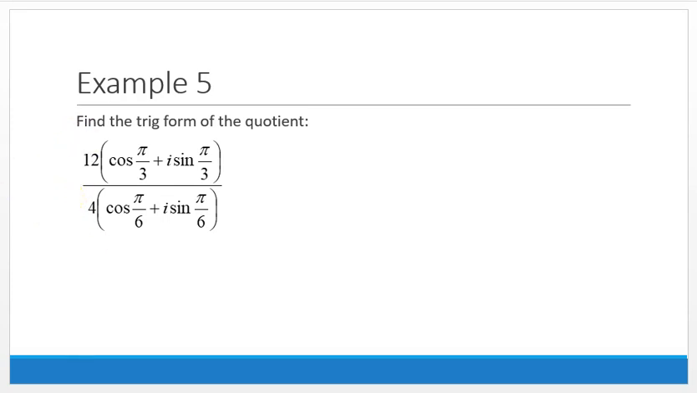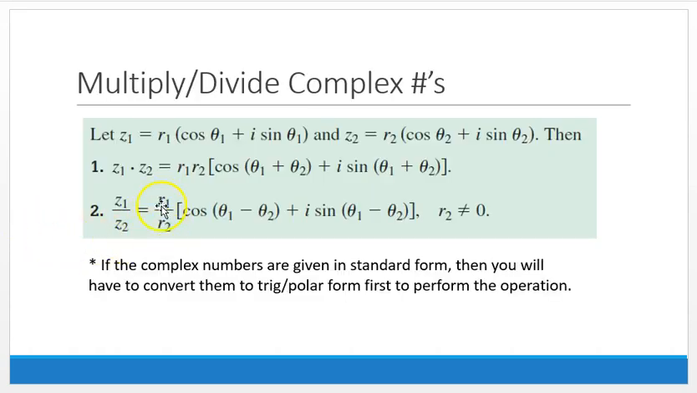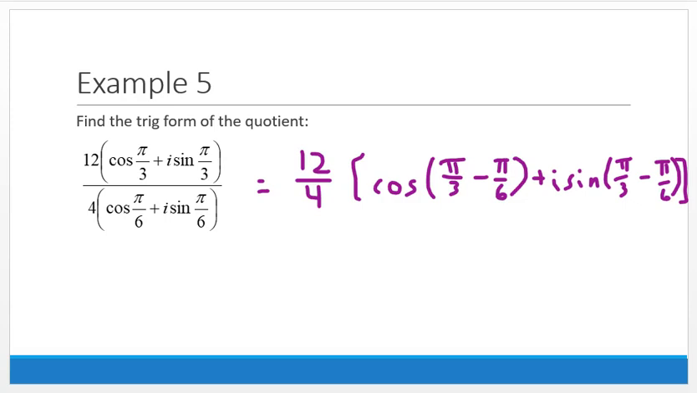So now we're going to use the operations for division, which means that we need to divide the r values. The one on top stays on top, the one on the bottom goes on the bottom, so this number divided by this number. And then this time we're going to be subtracting our angles. So the angle on top minus the angle on the bottom.